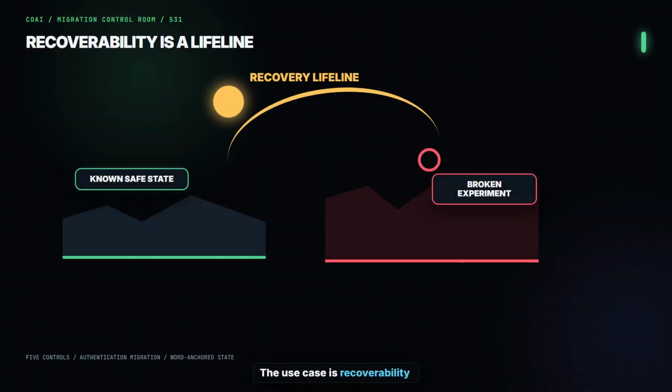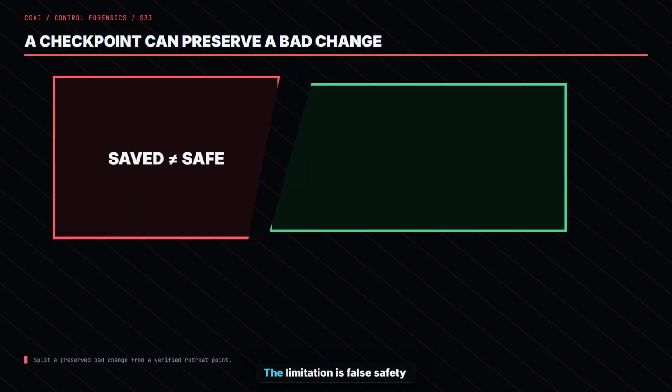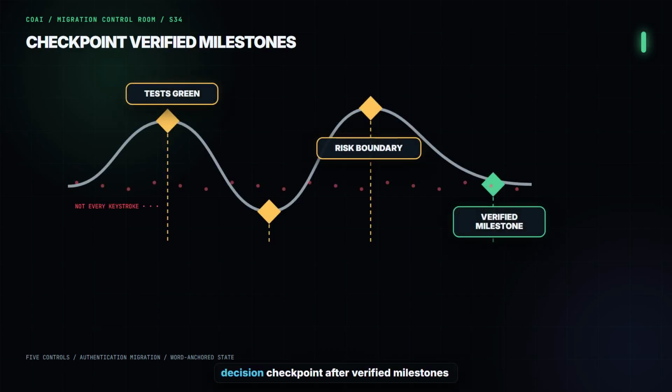The use case is recoverability. The observable example is a diff and test receipt attached to each checkpoint. The limitation is false safety. A checkpoint does not make a bad change correct. It only makes retreat possible. The decision: checkpoint after verified milestones, not every keystroke and not only at the end.